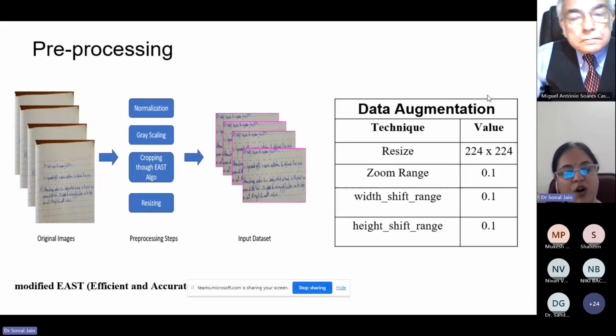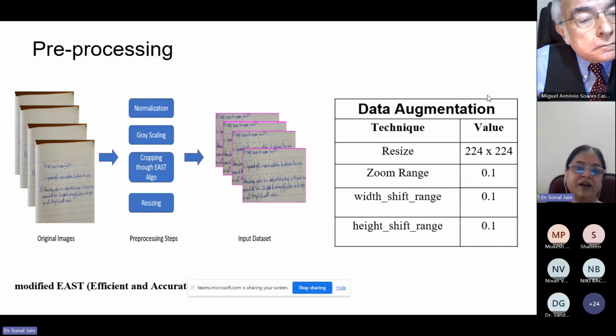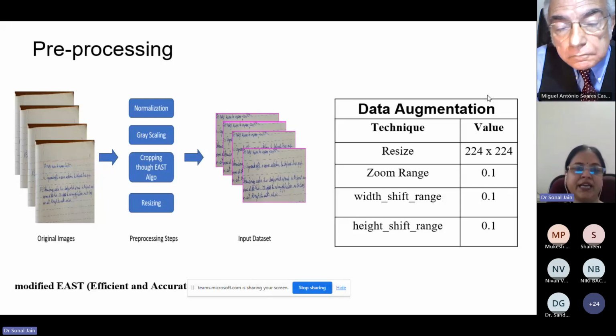Of course, pre-processing was quite an important step for us. So we normalized the data. We used bilateral filtering and thresholding and converted the images to grayscale.